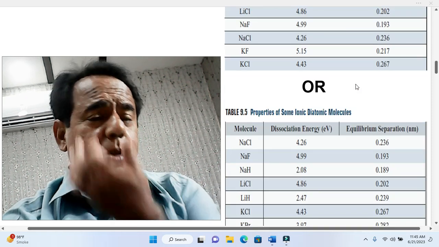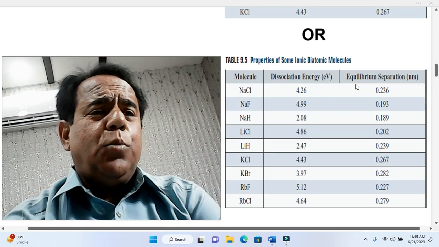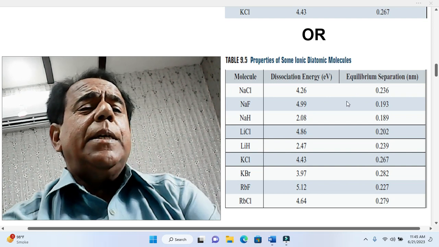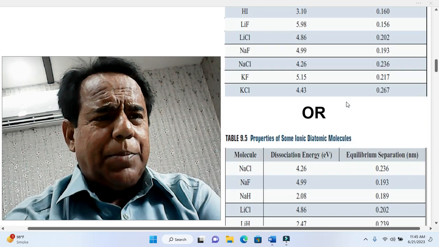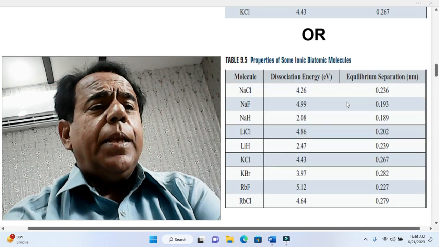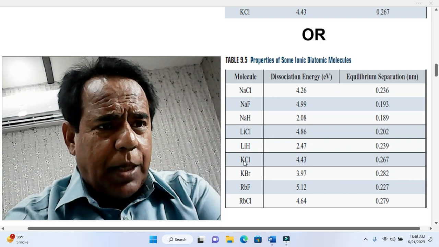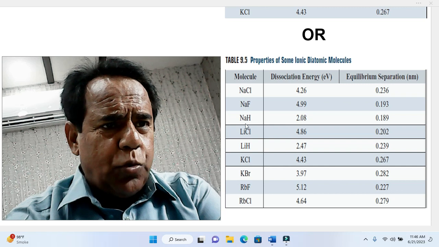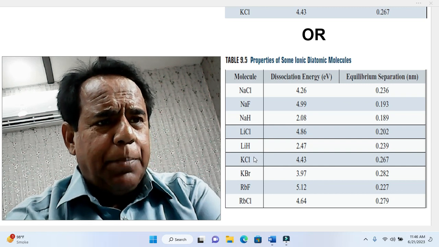Now this table has been repeated from some other book, at some other place. Here is the table once again: potassium chloride, 1 2 3 4 5 6, row number 6, potassium chloride.